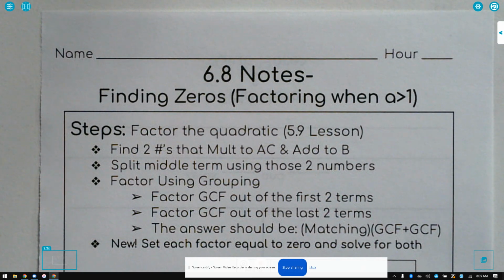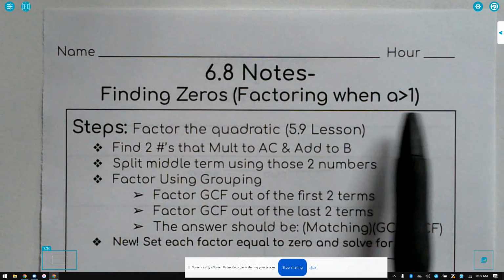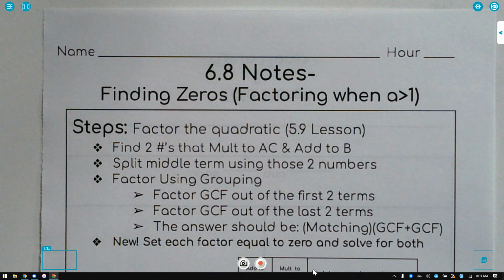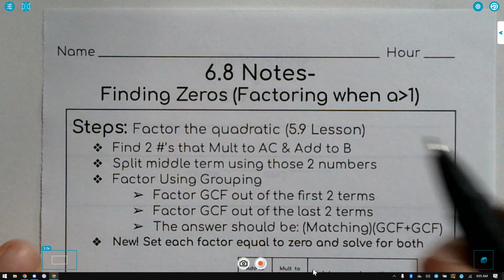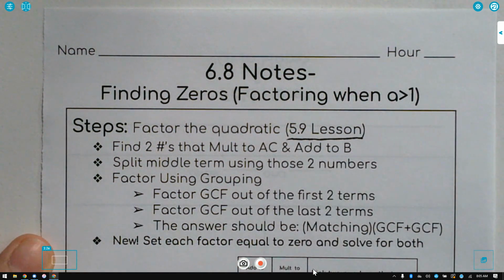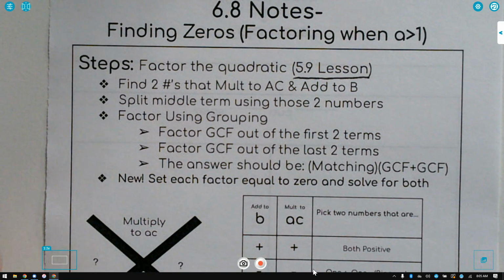So today we are finding zeros by factoring when a is greater than 1. We already found zeros by factoring, and we just found two numbers that multiplied to the last, added to the middle. Today is the day where we are going to use the style of factoring that we learned how to do in 5.9. So a recap of what we did back in 5.9.